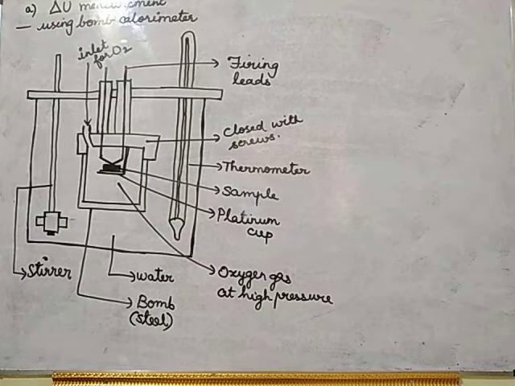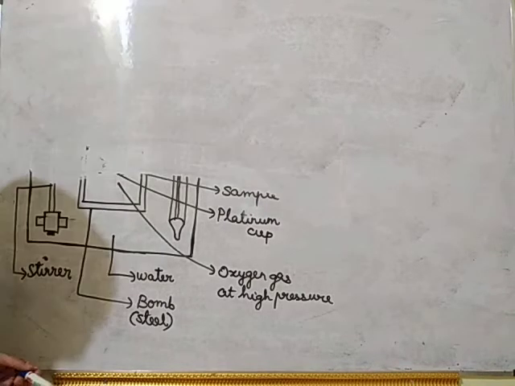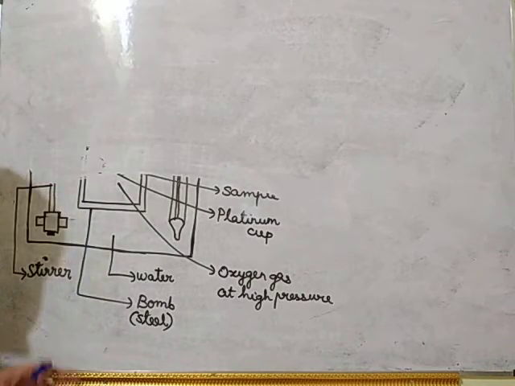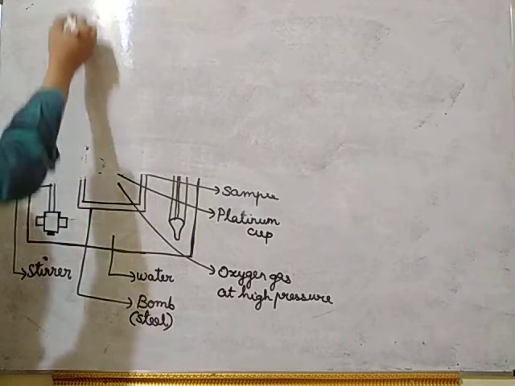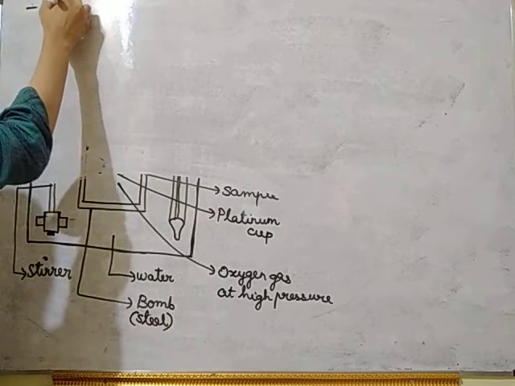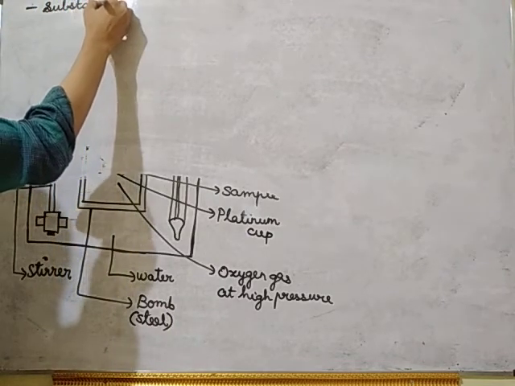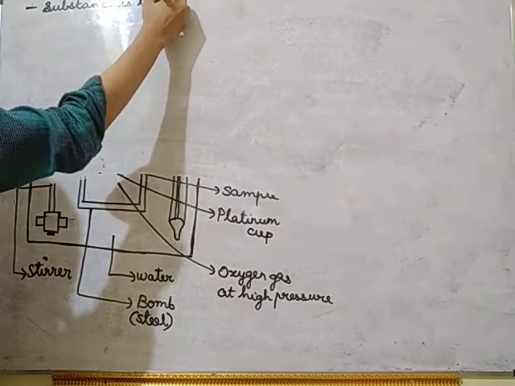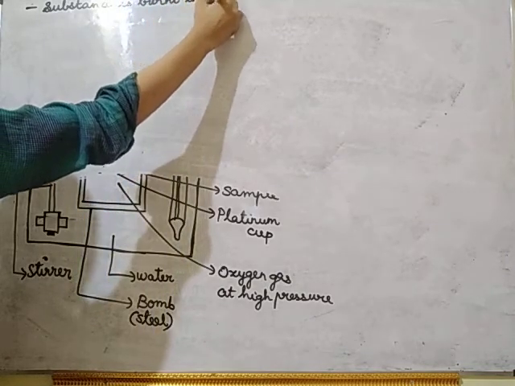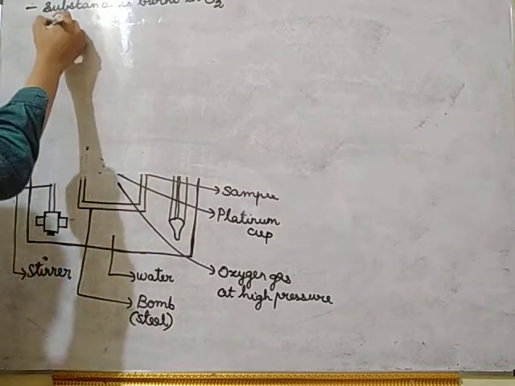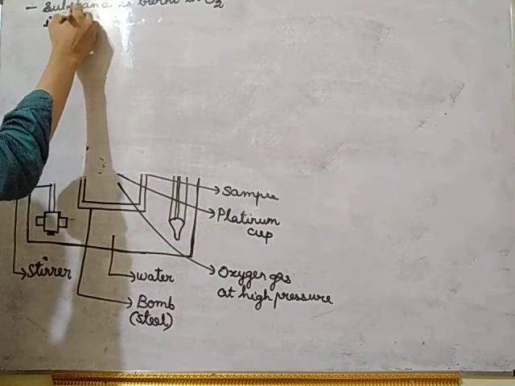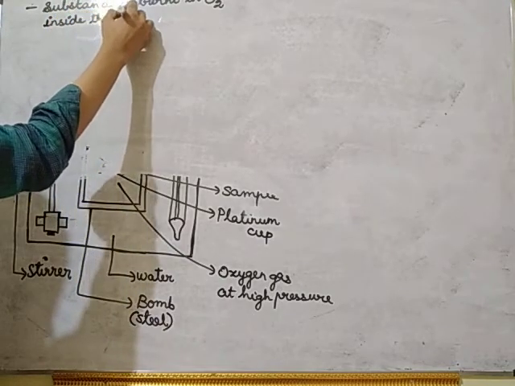Next we have to study the working and how the heat change is measured. This is a 5-mark question. First, the substance which we have taken is burnt in the presence of oxygen. This is the working. Where will the substance be present? Inside the bomb.